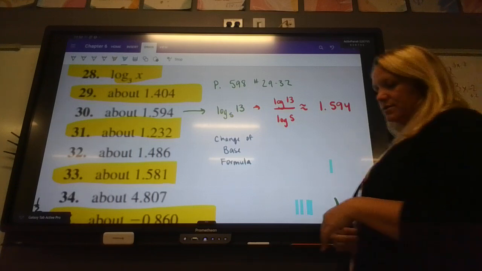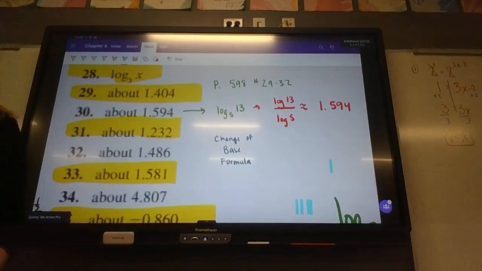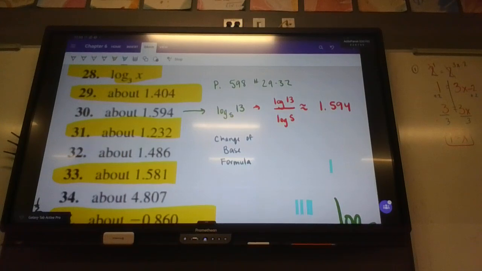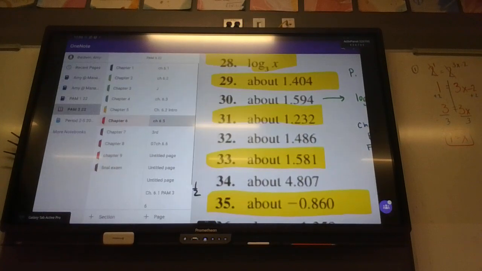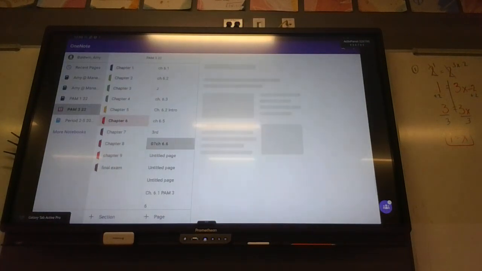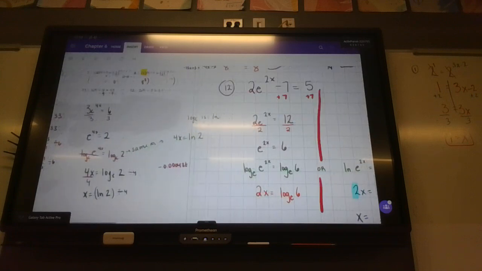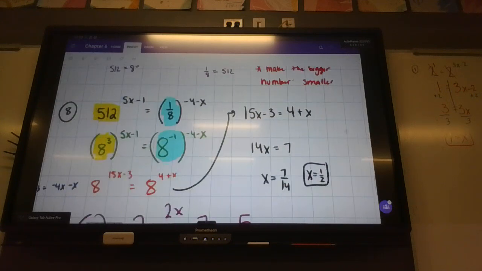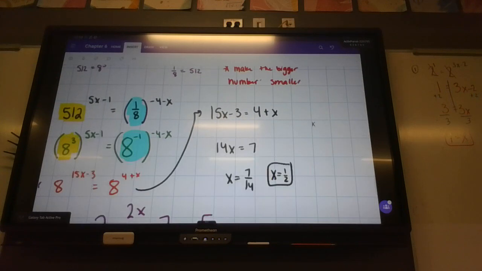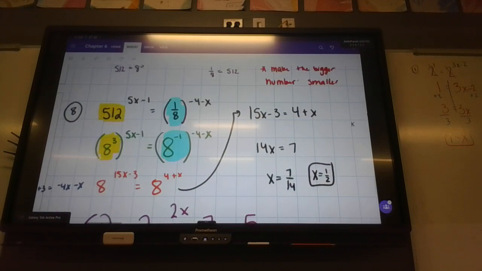Alright, then the other assignment was 6.6, 1 through 8, page 609. Here was number 8. This was the very last problem in your assignment. The answer was 1/2.